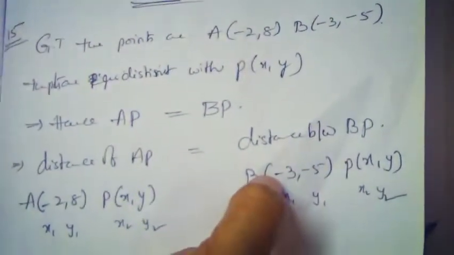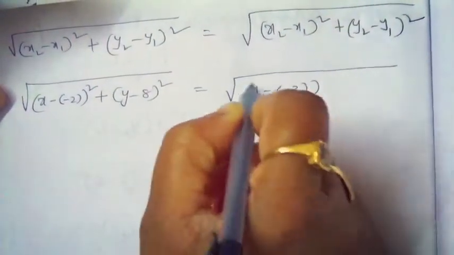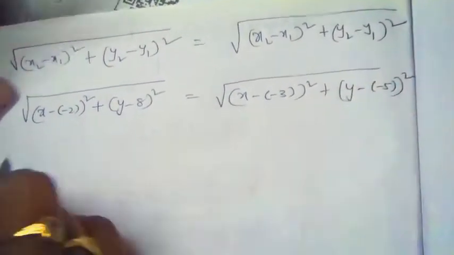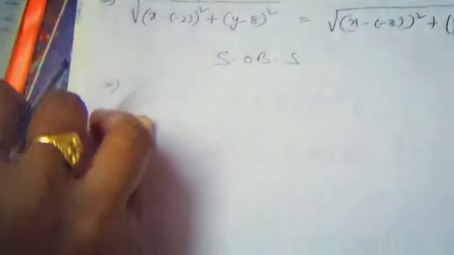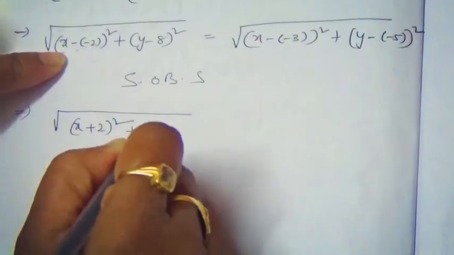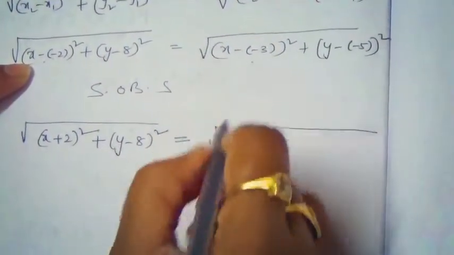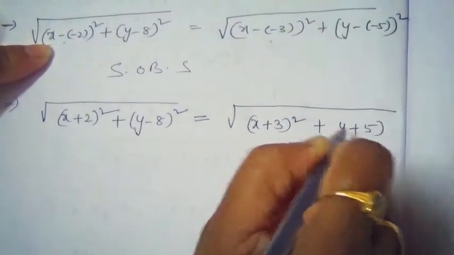Here x minus of minus 3, y minus of minus 5. (x minus of minus 3) whole square plus (y minus of minus 5) whole square. Okay, squaring on both sides. That implies square root of (x plus 2) whole square plus (y minus 8) whole square is equal to square root of (x plus 3) whole square plus (y plus 5) whole square.